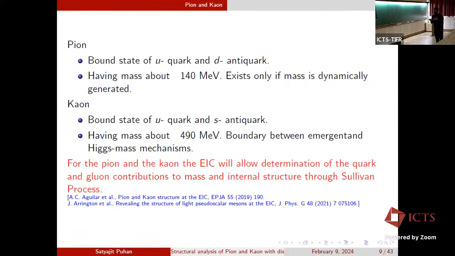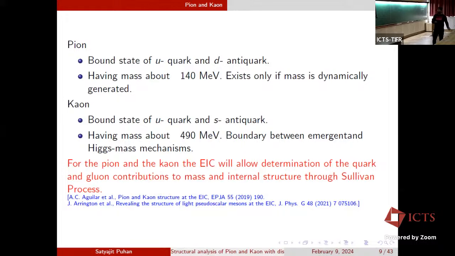In this talk, I am talking about pion and kaon structure. The pion is a bound state of a u quark and an anti-d quark, having mass about 140 MeV, existing only if the mass is dynamically generated. While in the case of the kaon, it is a bound state of a u quark and an s anti-quark, having mass about 490 MeV.